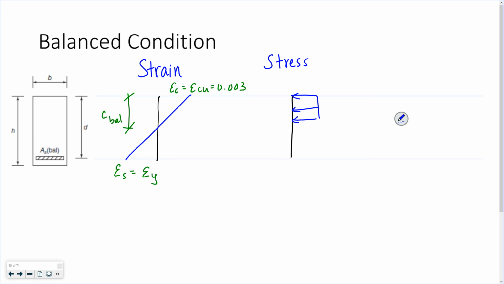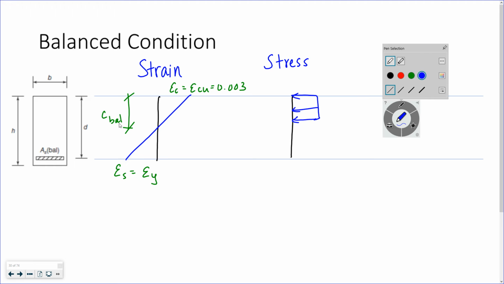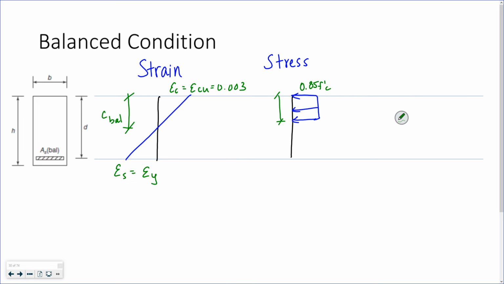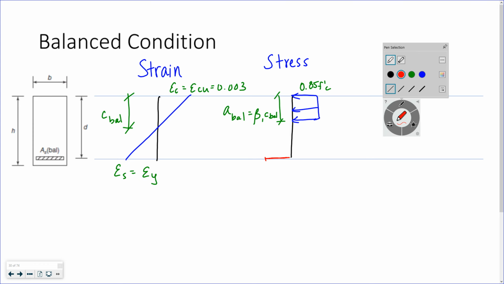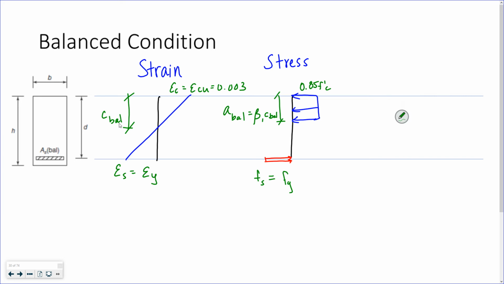compression stress in the concrete with a magnitude of 0.85 F prime C and a height of A balanced, which is beta 1 times C balanced, right? It's A equals beta 1 times C. I'm just adding the subscript balanced. And then I have stress in my steel, FS, because I'm at yield strain, would be equal to my yield stress.